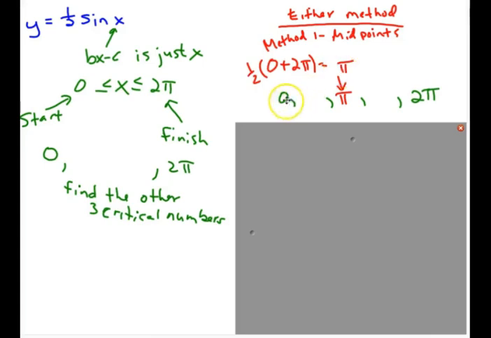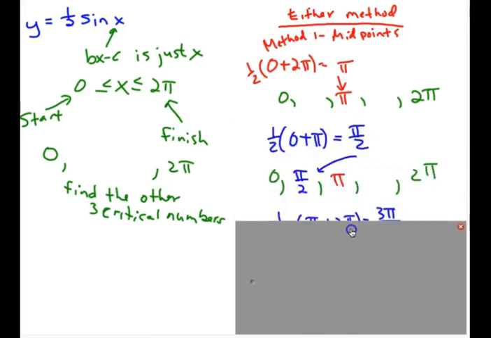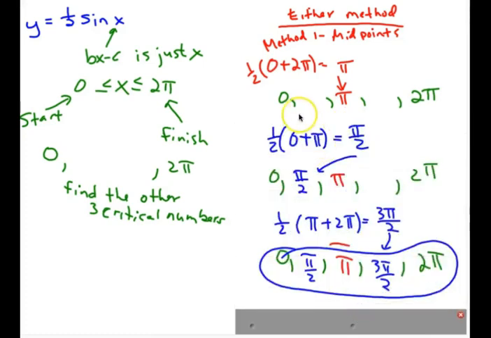And so the midpoint between 0 and 2 pi is pi. So that is my critical value in the middle. And then I'm also going to average the other 2 values. So if I take 0 and pi and average them, 0 plus pi, multiplied by 1/2, which is the same thing as dividing by 2, the number for my second critical value between 0 and pi is pi over 2. And then I'll do the same thing: I'll take pi plus 2 pi and average it, and that will give me my last critical value of 3 pi over 2.